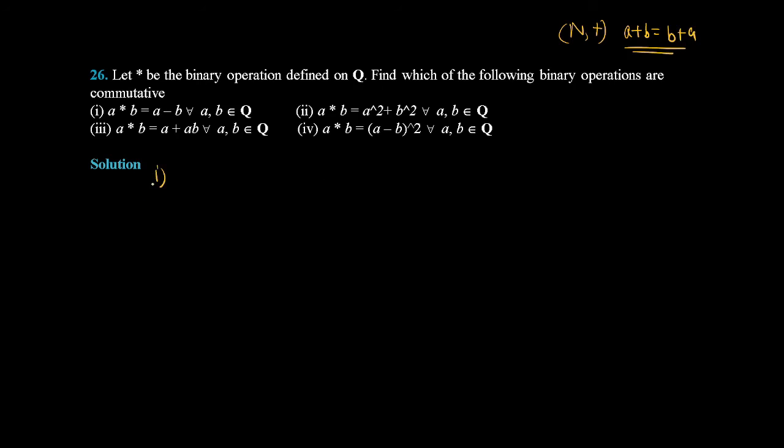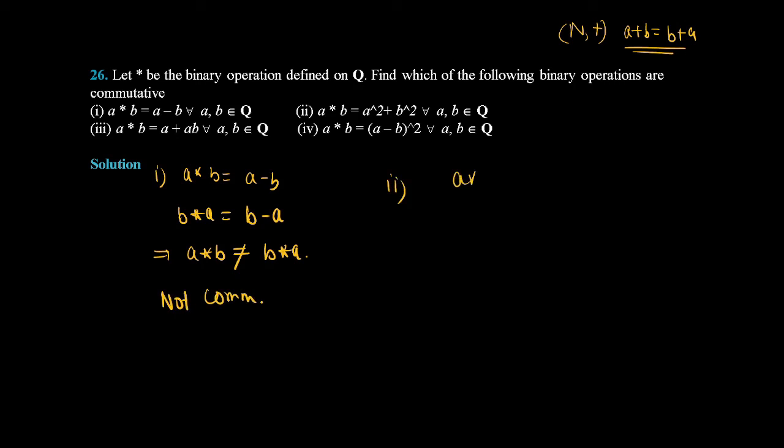Now in the first part, a star b is defined as a minus b. So is it okay that a star b would be equal to b star a? Consider a star b and consider b star a. So b star a would be b minus a. So I can easily say that a star b is not equal to b star a, right? Because there will be a difference of negative sign. So this is not a commutative operation.